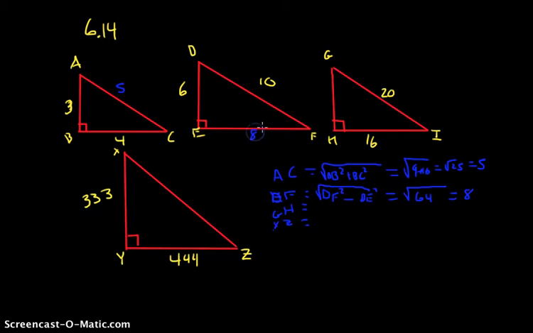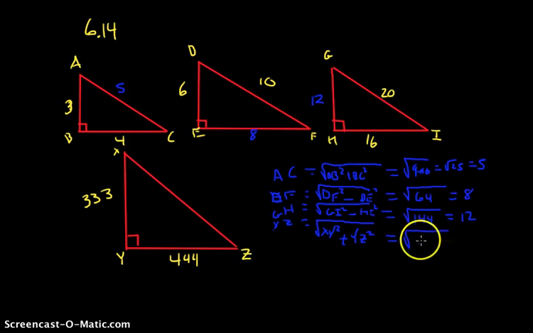So EF is 8. Then you want to find GH here, and it's the same as EF, it's a leg. So it's the square root of GI squared minus HI squared, which is equal to the square root of 144, which is equal to 12. So GH is 12. Then XZ. Because it's the hypotenuse like AC, it's equal to the square root of XY squared plus YZ squared, which is the square root of a really big number. You can do it on your calculator if you have one, but what you're going to get is 555.